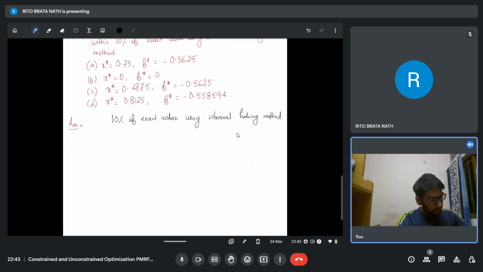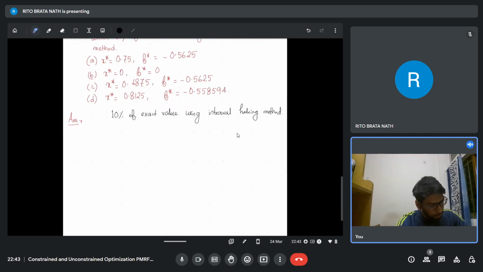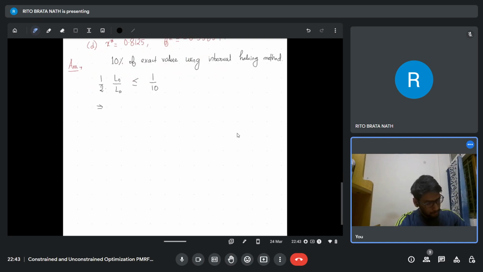So for this interval halving method, what you have is half to the power n by 2 times L0. This should be less than or equal to 1 by 10. And here this Ln by L0 is (1/2)^(n/2). This is less than or equal to 1 by 10.